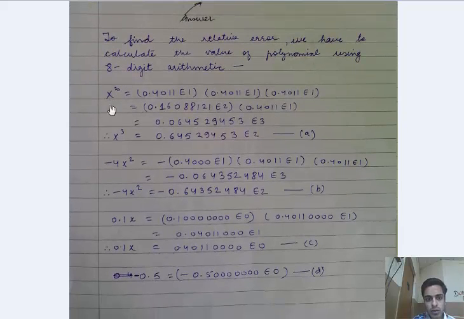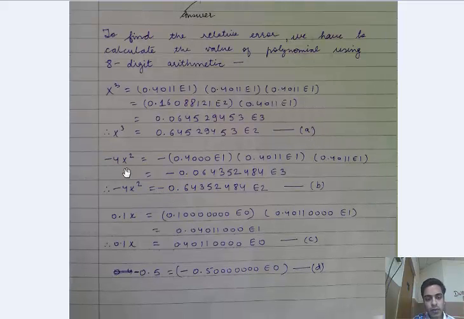Now to find the relative error, we have to calculate the value of the polynomial using 8-digit arithmetic. Again, solving the equation in parts, the value of x cube in 8-digit arithmetic is 0.64529453 e-2, calling it equation number A. The value of minus 4x square is coming out to be minus 0.64352484 e-2, equation number B. 0.1x is coming out to be 0.40110000 e0, that is equation number C. And minus 0.5 is equal to minus 0.50000000 e0, that is our equation number D.